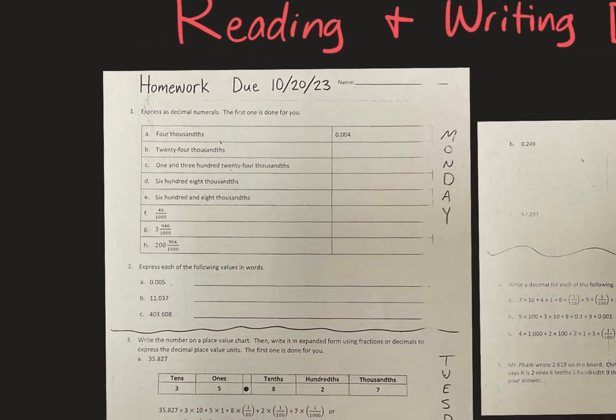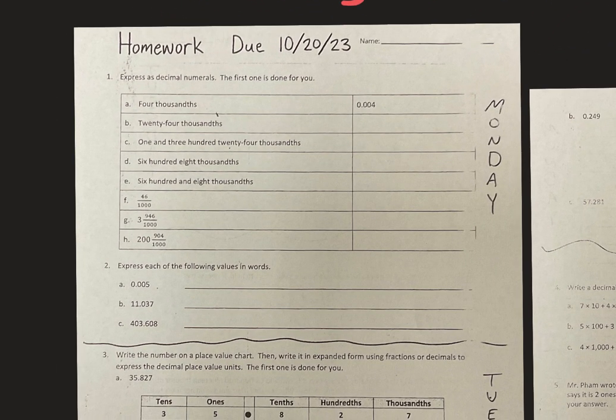And in the first section of the homework, it says express as decimal numerals. It says the first one is done for you. So if you look at A, it says 4 thousandths, and that's how we would read the number to the right of the decimal. So instead of saying 0.004, we see that the 4 is in the thousandths place. So we would only call that number 4 thousandths. Okay, so for example, if we have B, let's work this one.